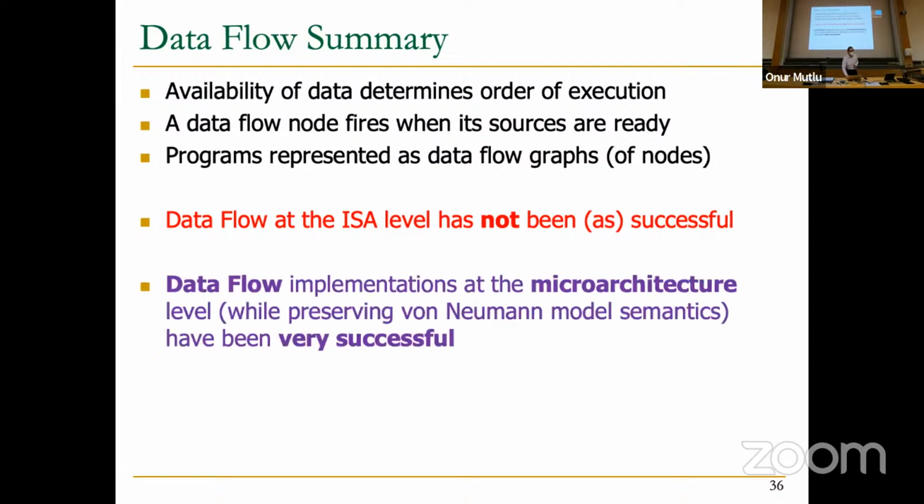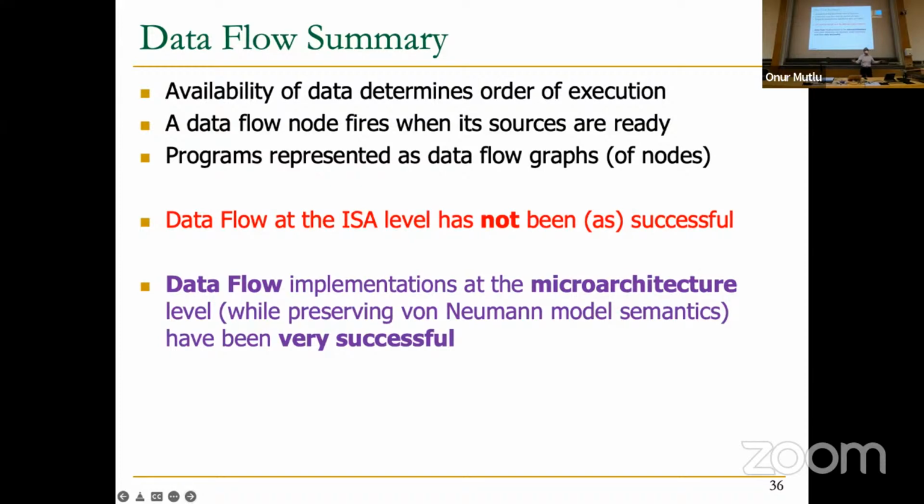So what out-of-order execution did was enable a data flow implementation at the microarchitecture level while preserving the software, essentially, meaning the von Neumann model semantics. As a result, it's been very successful. You get part of the benefits of data flow, maybe not all of the benefits, fine, without changing the software at all. Nobody needs to know about it.